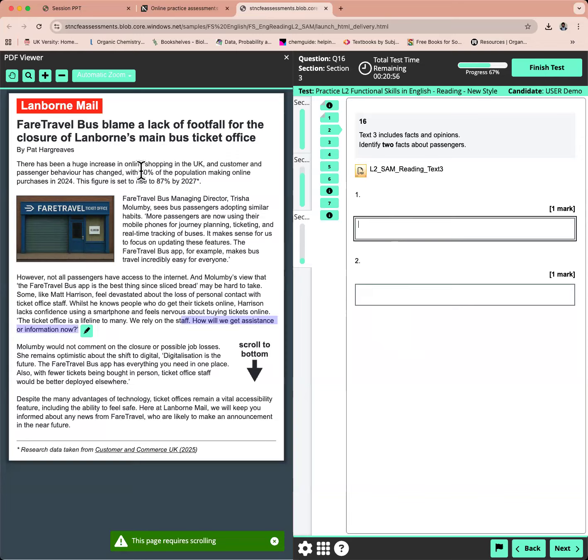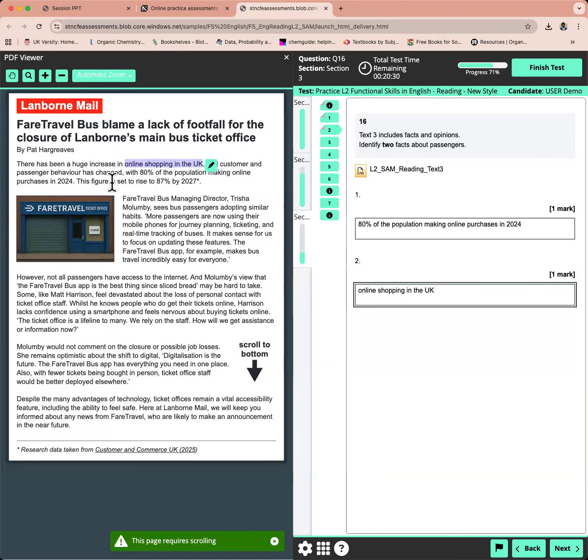Now, it says 80% of the population is making online purchases in 2024. This is something which is backed up by research data. So, again, this is a fact. The second thing is, it says this figure is set to rise to 87% by 2027. So when I say online shopping, this is a fact about online shopping in the UK. As you can see, there's a small asterisk here, and it says research data taken from Consumer and Customer Commerce UK 2025.